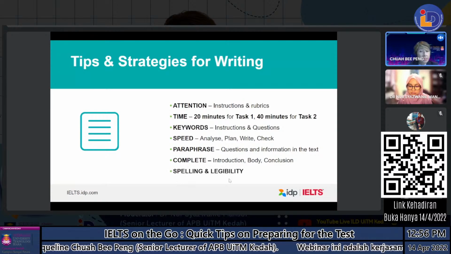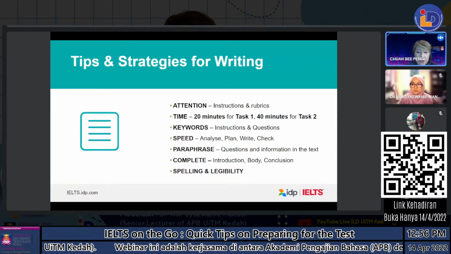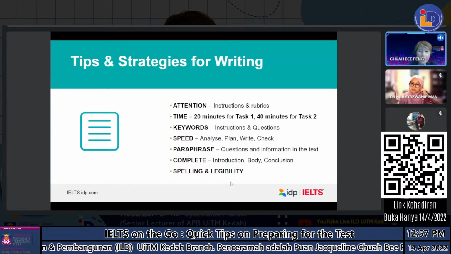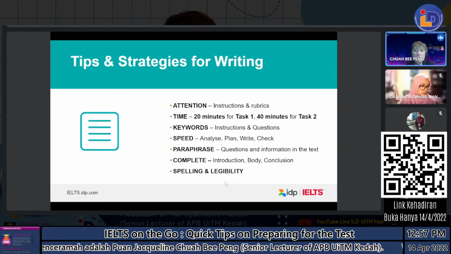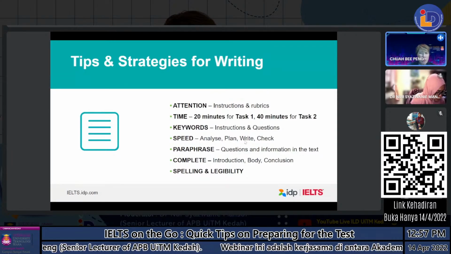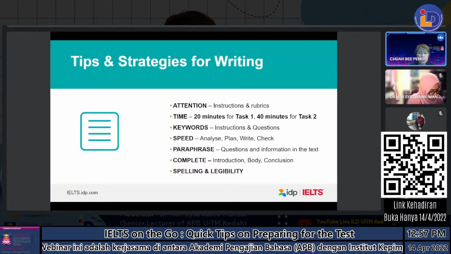Spelling and legibility. If it's not computer-based, for goodness sake, please have mercy on the examiners who are marking thousands and thousands of scripts. Please write legibly, and please refrain from writing everything in capital letters. Not that the mark will be deducted, it's just that it makes reading very difficult for the examiners if everything is written in capital letters. Not so much Malaysian writers, but I think Middle Eastern writers or some other countries are so used to writing in capital letters or block letters.